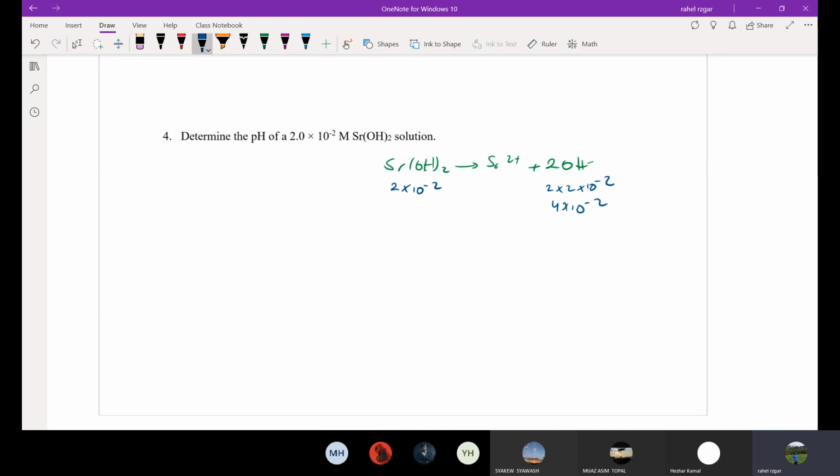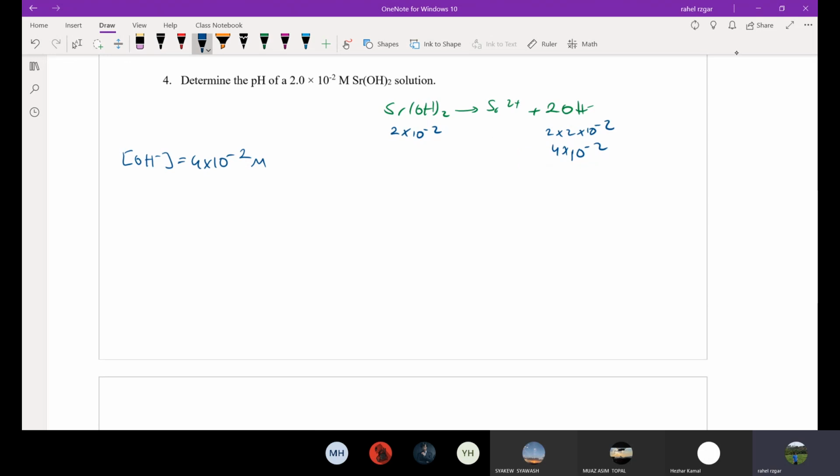What do we have here? Concentration of OH, 4 times 10 to the power of -2 molar. Again, you can solve it in 2 ways. I'm going to solve the first way. If you want, you can solve the second way by yourself.